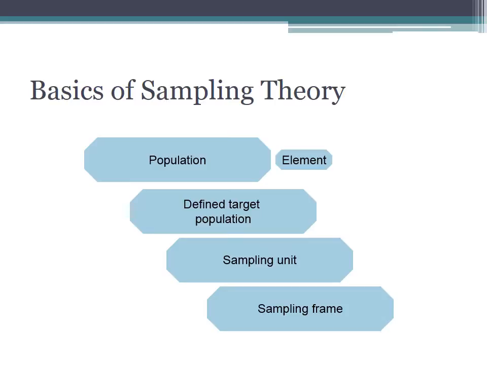So the sampling units are those target population elements which are available for selection during the sampling process. And the sampling frame is the actual list of all eligible sampling units. So this is the actual list. If we were talking about monkeys in the Amazon, how would we go about getting a list of all of the monkeys in the Amazon? This can be quite a challenge to come up with. It is the actual list of all of our sampling units.